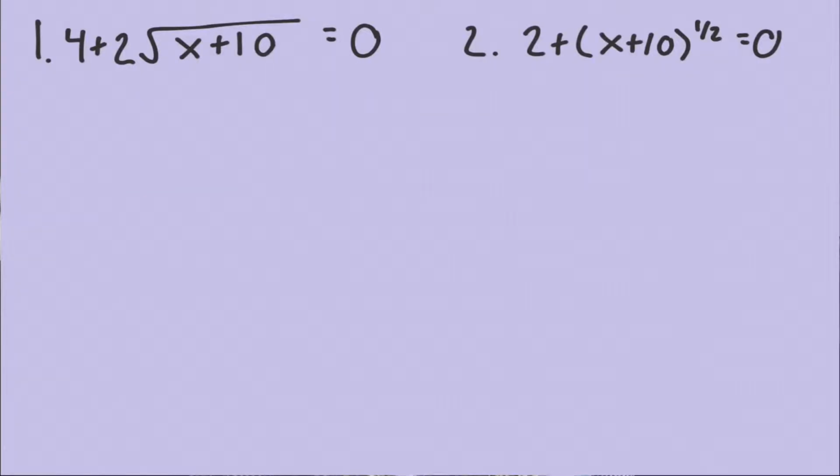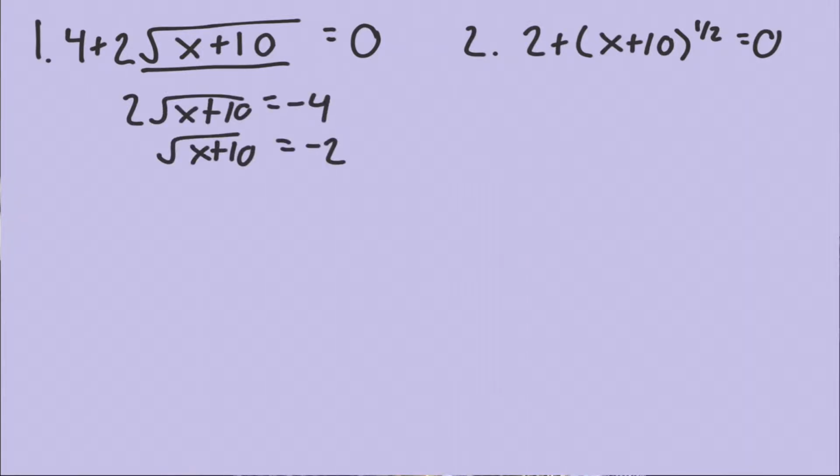In this video, we're going to solve equations that have radicals in them and also equations that have fraction exponents. If you have one square root, for example, in number 1, if you have one radical, you need to get it by itself before trying to get rid of it. So we can subtract 4 to both sides and then divide by 2.